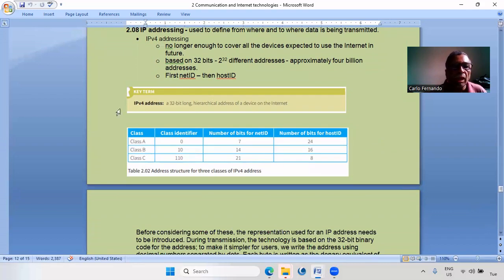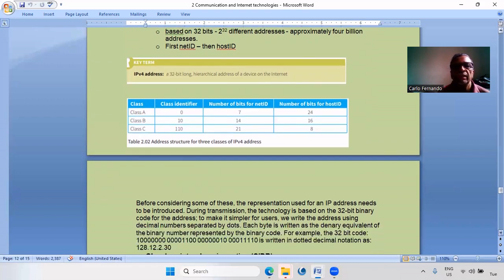Then an IPv4 address is a 32-bit long hierarchical address of a device on the internet. So each device connected to the internet must have an IP address, an Internet Protocol address. Address structure for 3 classes of IPv4 addresses. So there are classes, they are classified, and the classes are class A, B, and C.